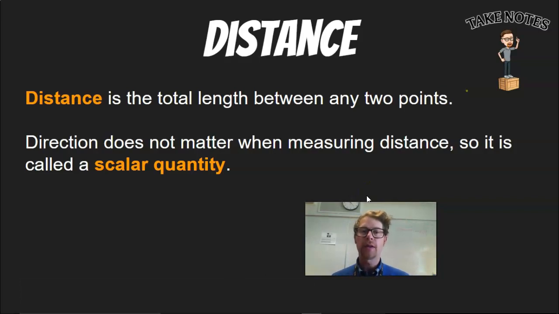Distance is the total length between any 2 points. So it's you started here, you went here, here, here, here, here, and you ended here, and we would add all of that up. And it has nothing to do with direction. There's no direction involved when we're measuring distance, which is why we call it a scalar quantity. Scalar is a physics term, and it means a quantity that has no direction. So distance, that's whatever the total length ended up being, doesn't matter what the direction is.